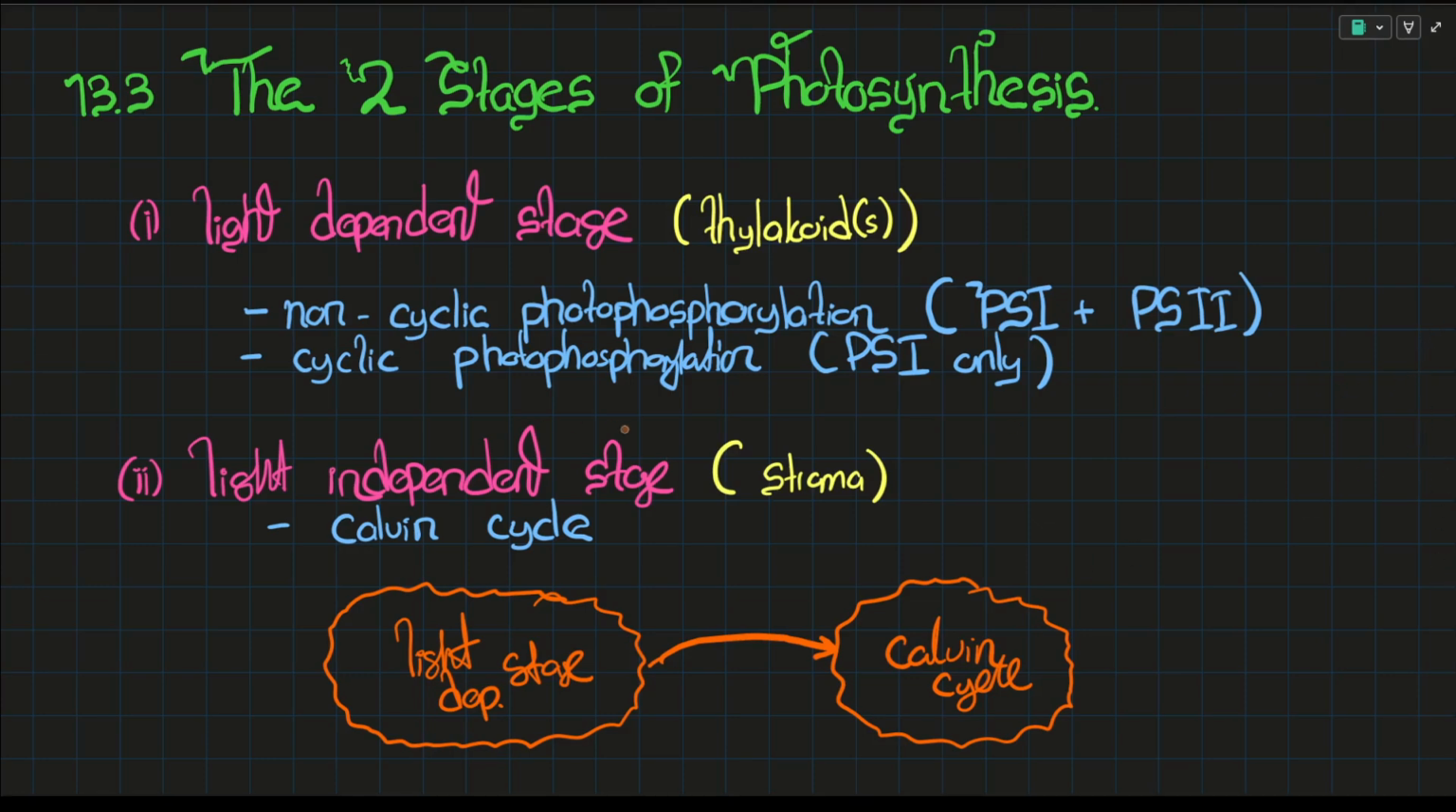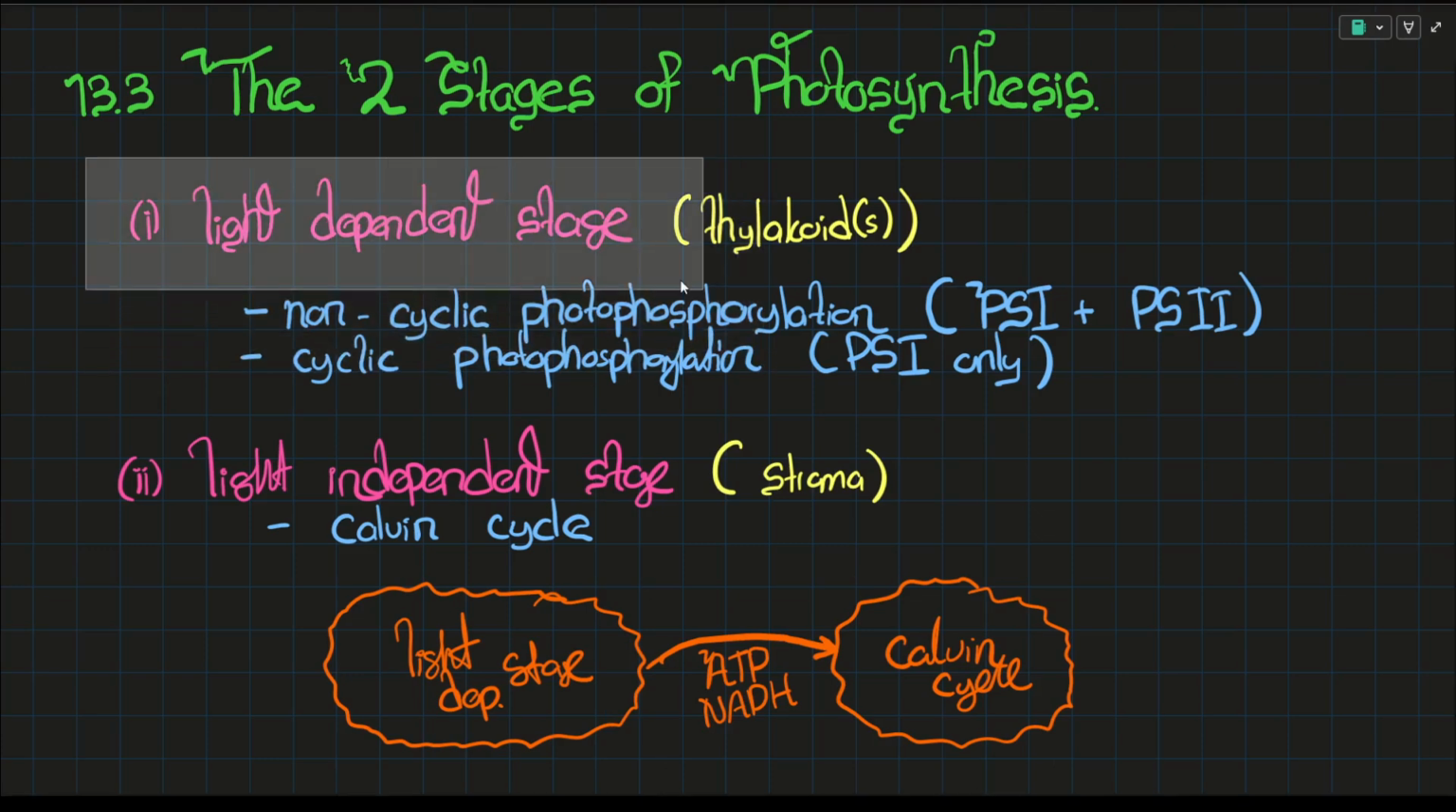What exactly are those products? We'll be talking about those products in detail, but as a very short, brief summary, first you need energy in the form of ATP to carry out the Calvin cycle, and you need reduced NAD. These things can only be produced by the light dependent stage, and the light dependent stage can only occur if light energy is present. It doesn't have to be sunlight specifically. That's the key idea.